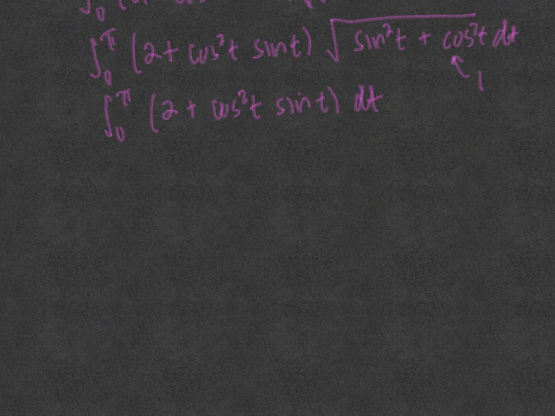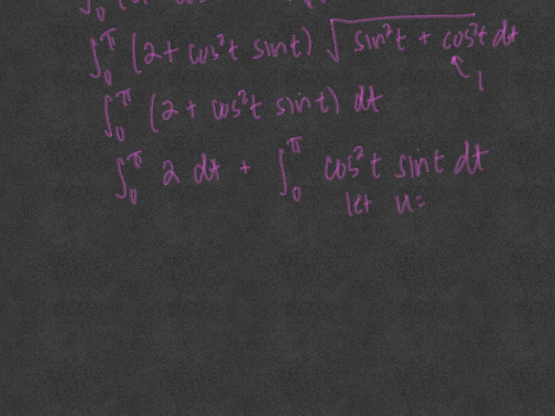Now, this isn't too bad. We're going to use u sub, so I'm going to split the integral into the integral from 0 to pi of 2 dt, plus the integral from 0 to pi of cosine squared t sine t dt. So let's let u equal cosine t, because that's where our power is. Then du is negative sine t. So that means we're missing a negative on here. So let's put our negative out front, the integral from 0 to pi.